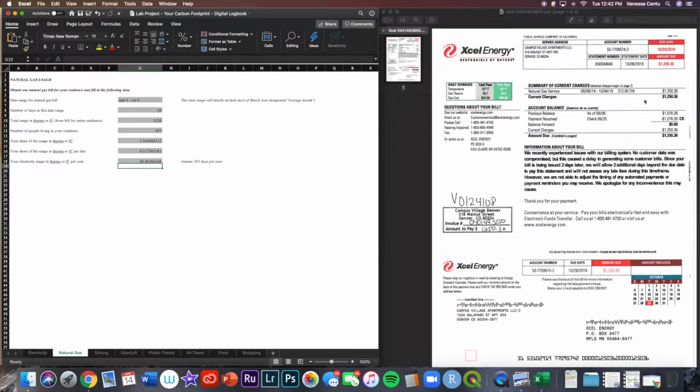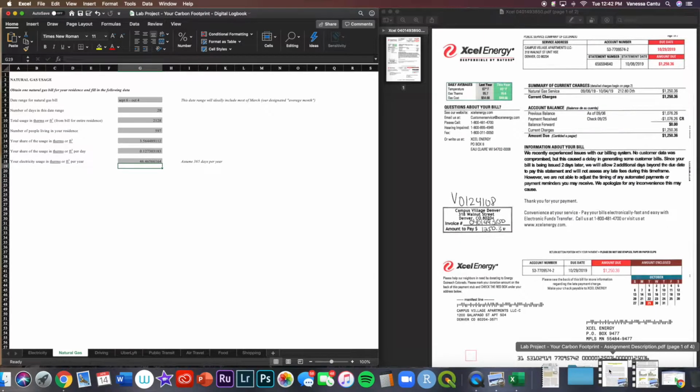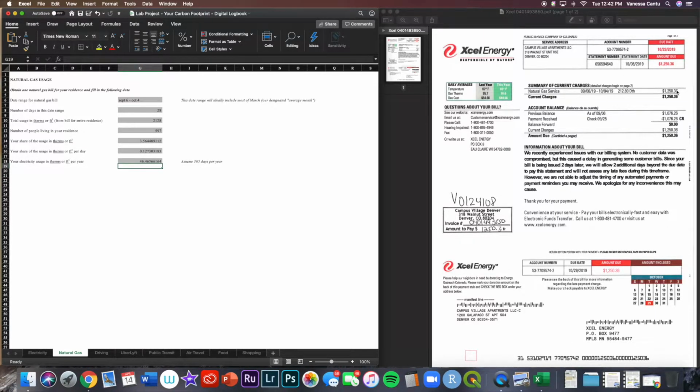You're going to notice that everything that you need is going to be at the top portion of your bill, literally in the first line. So that should help you guys do that first part.